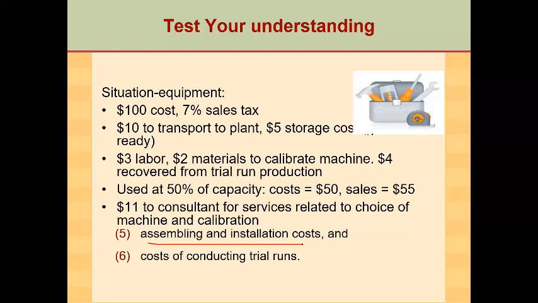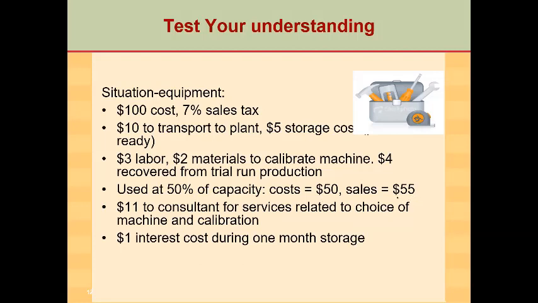of the equipment. He is saying that the situation is: equipment $100 cost, 7% sales tax, $10 to transport to plant, $5 storage cost, $3 labor, $2 material to calibrate the machine, $4 recovered from trial run production, used 50% of the capacity, the cost was $50, sales was $55, $11 to consultant for service related to choice of machine and calibration, $1 interest cost during 1 month's storage. Which of this will be considered part of the cost of the equipment?